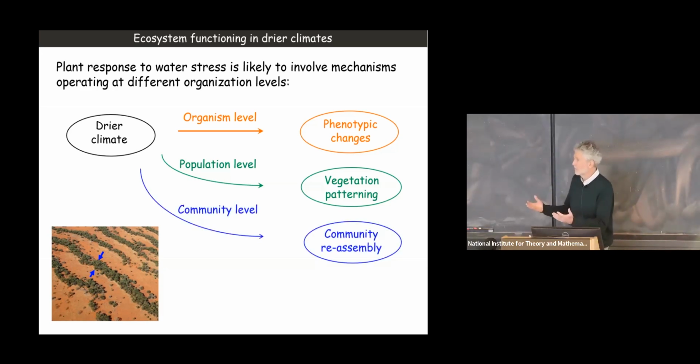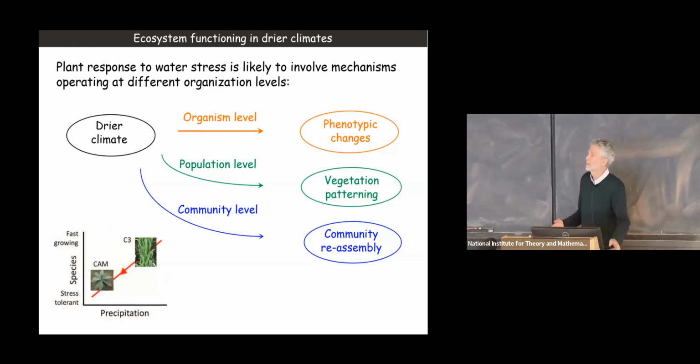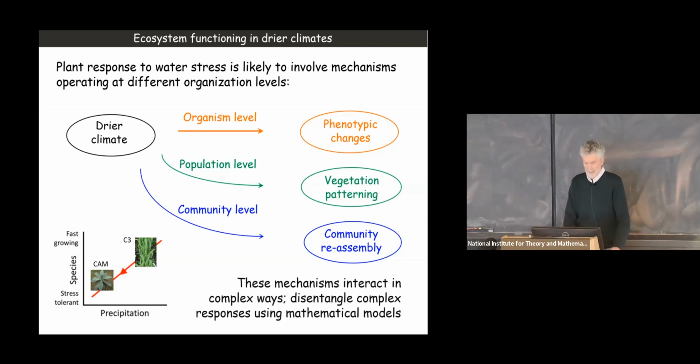And this is an extra source of water that compensates for the reduced rainfall. At the community level, which may be few or many populations of different species, community reassembly can take place. For example, shifts from fast-growing, intolerant species to slow-growing, stress-tolerant species. And these mechanisms interact in complex ways. And the goal of our research is to try to disentangle these complex responses using mathematical modeling.